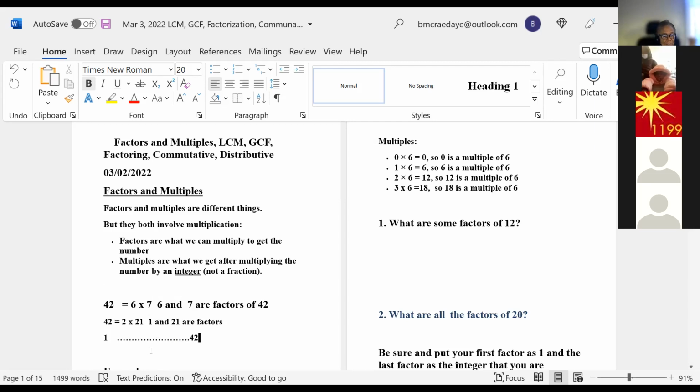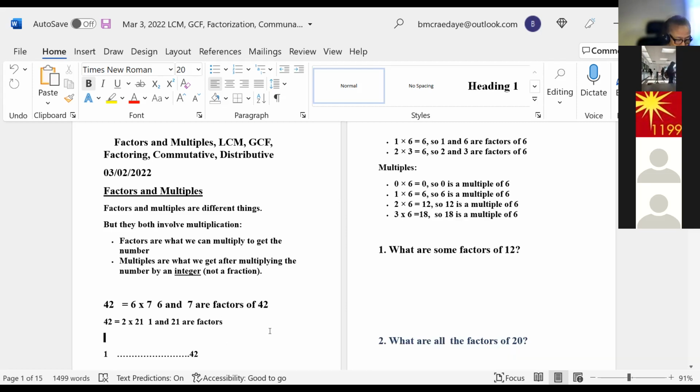Any other factors of 42? There are some others. Maureen, can you think of another factor? You've got 6, 7, 2, 21, 1, and 42. Any other factors? You got 3. 3 and what? 3 and 14. Okay, 42 equals 3 times 14. So 3 and 14 are factors.